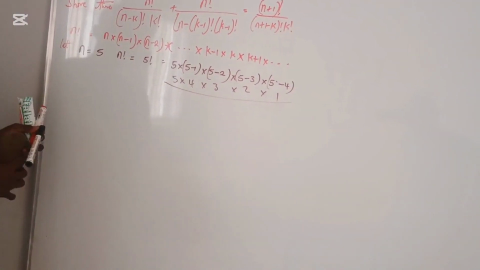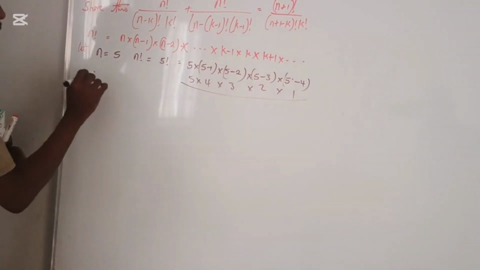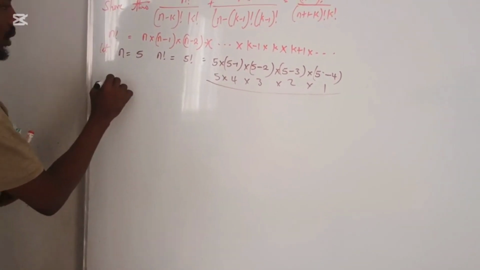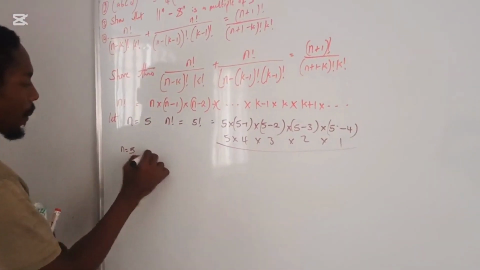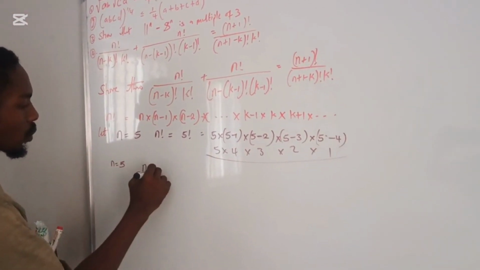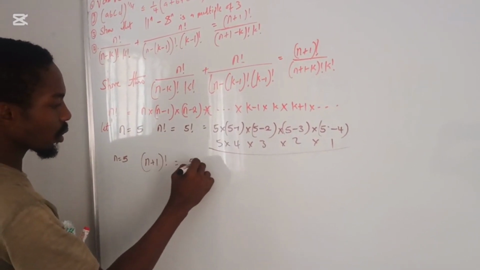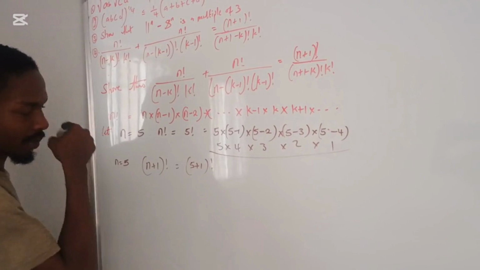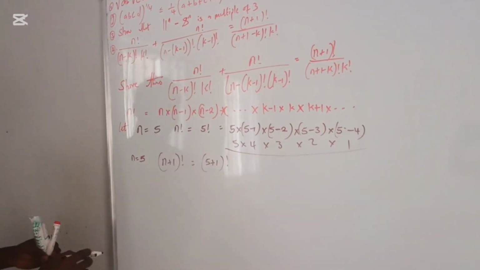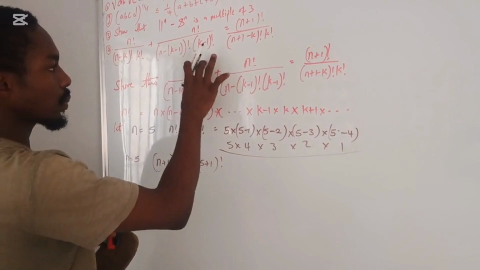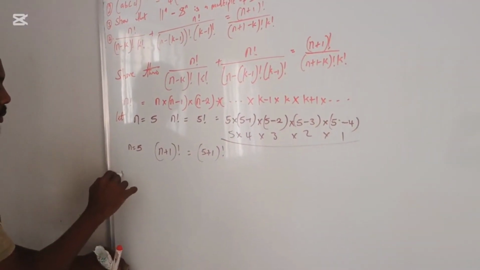So now, if you have gotten this, let me also do this. n is equal to 5. Now, (n plus 1) factorial is equal to (5 plus 1) factorial. Alright, so now let's do this. Using mathematical induction, we want to show that this plus this is equal to this. We check P of 1.